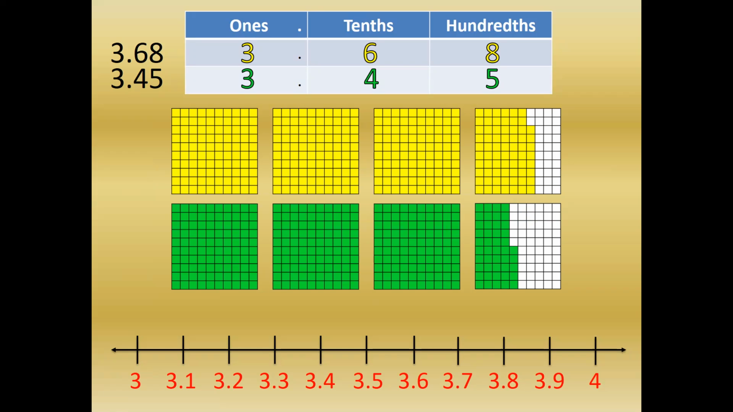So we have 3.68. So that one should go in between 3.6 and 3.7, closer to 3.7 because 8 is greater. So close to the 3.7 line, we have our yellow dot there with our arrow, so 3.68. And then 3.45 should go between 3.4 and 3.5. So it would be right in the middle because 5 is the middle of the 10. So 3.45 is our green dot there. And we can see on this number line that 3.68 is closer to 4, so it is a greater number.